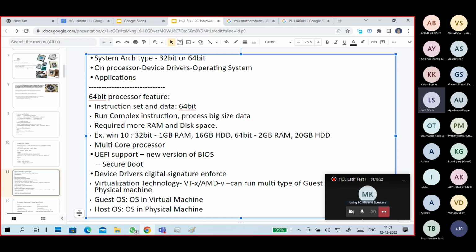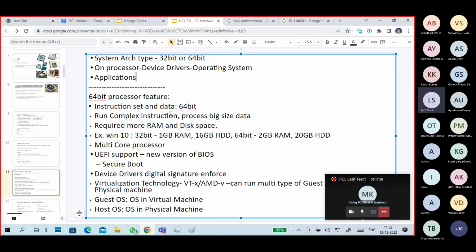So instruction sets are 32-bit in a 32-bit system and 64-bit in a 64-bit system. If you have a 64-bit system, your processor is 64, device drivers are 64, and the operating system must be 64. Applications can be 32-bit or 64-bit, depending on your operating system. If your processor is 32-bit, device drivers, operating system, and applications are 32-bit only. That is the better way to understand the point.